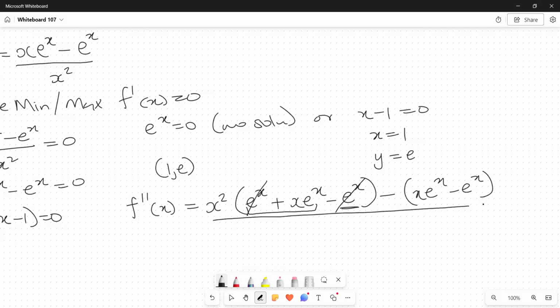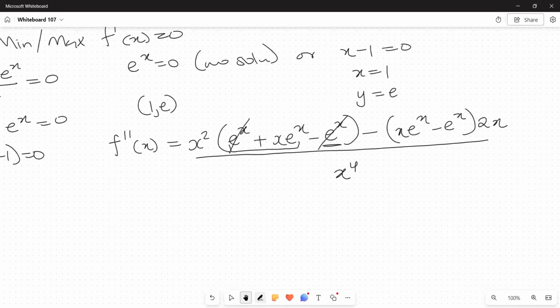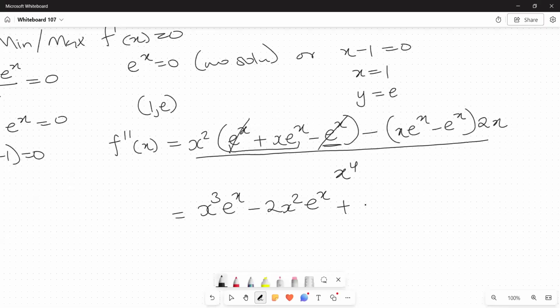And then I divide by the numerator, the way it is, multiplied by the derivative of the denominator, which is 2x. And then divide by the denominator squared, which is x to the power of 4. Right. Then here these two cancel. So when I multiply out, I will have x to the power of 3, e to the power of x, and then here negative 2x squared, e to the power of x, negative will give me positive 2x e to the power of x, and this is all over x to the power of 4.